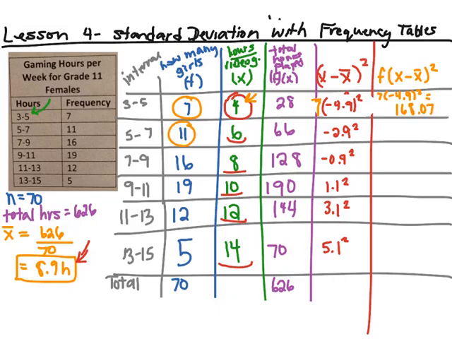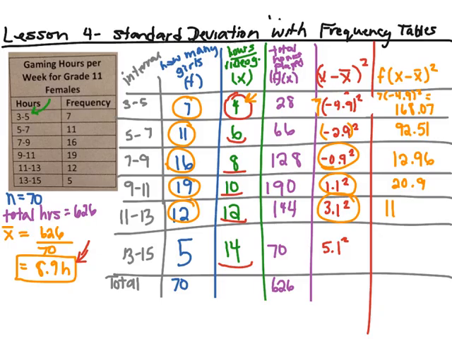We do that for all of these. 11 times negative 2.9 squared gives 92.51. 16 times negative 0.9 squared gives 12.96. 19 times 1.1 squared is 20.9. 12 times 3.1 squared is 115.32. And 5 times 5.1 squared is 130.05.